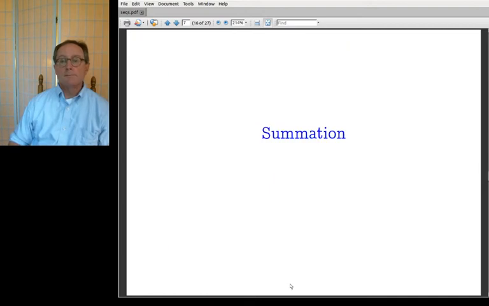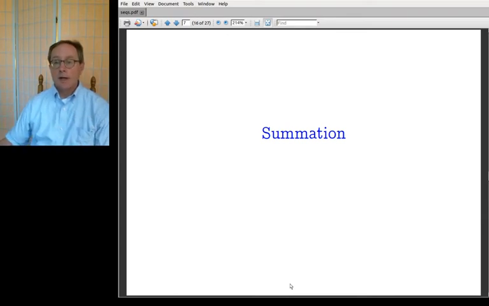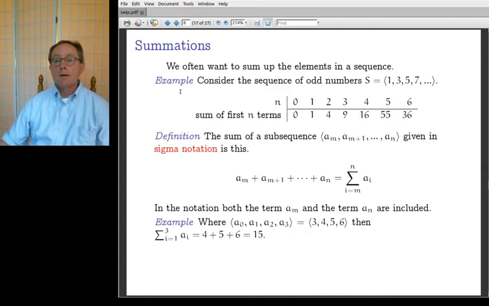Sometimes very handy. Okay, well, we did sequences for a couple of reasons, but one of the reasons is that we're going to want to look at the case where you add the numbers up in a sequence. You take all the numbers in the sequence and add them together. That's called summation, obviously. So we often want to add up the elements in a sequence.